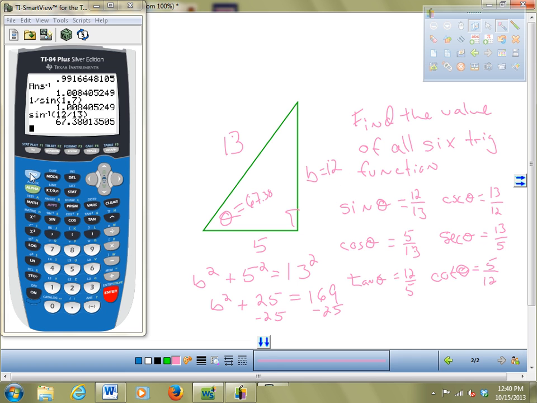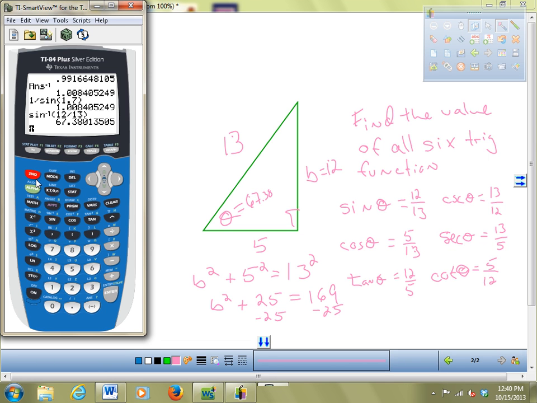The way I would put that into my calculator is second, then I go second, cotangent of 5 over 12.